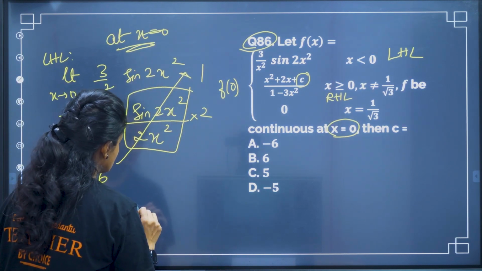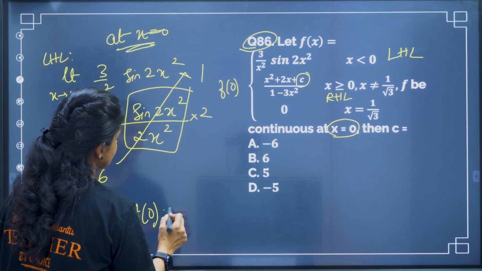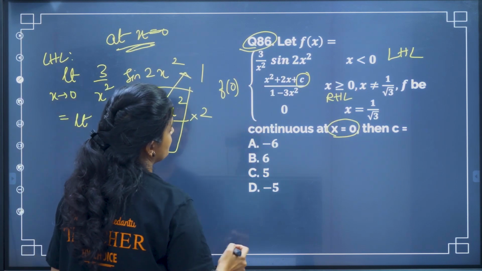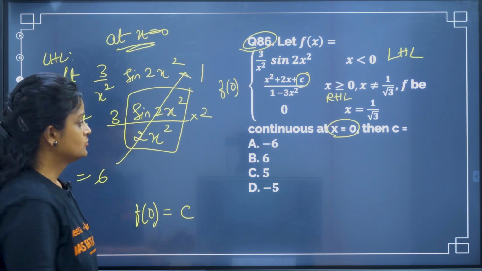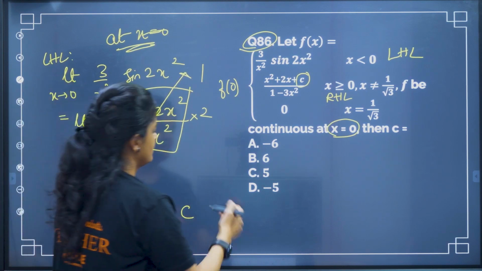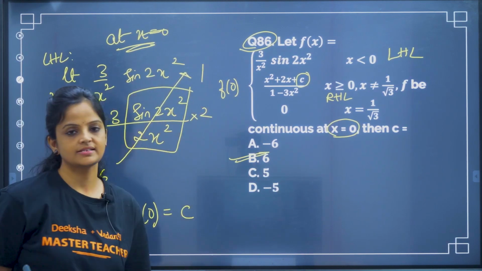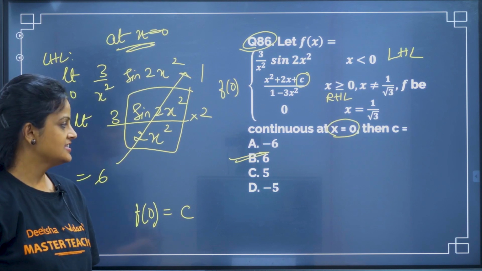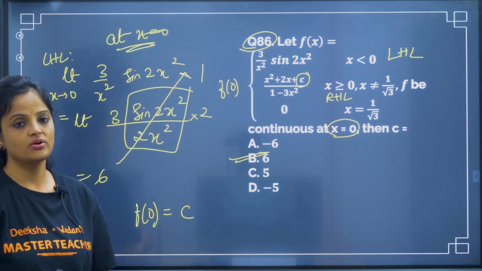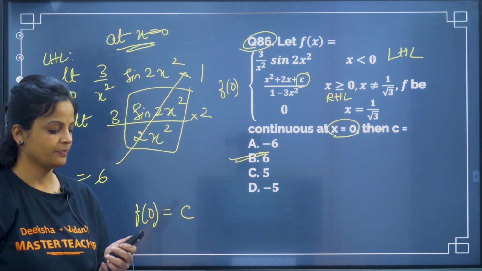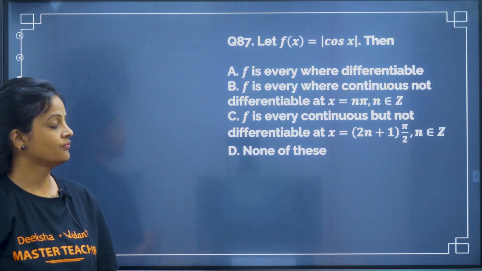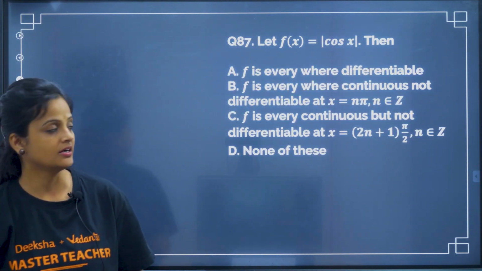Go with our RHL or f of 0. On putting 0 for this, what will I get? C. That's all. So equating this and the LHL, I have C as 6. Easy peasy. The 86th one was very simple, only the function was defined that way. Okay, I hope many of you have got the answer in continuity.